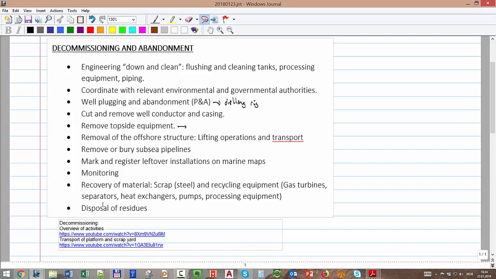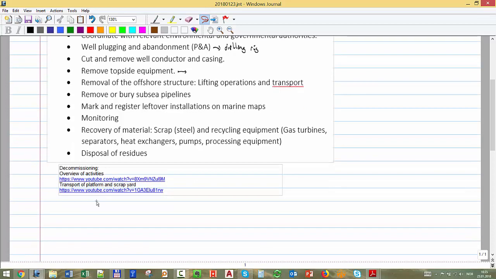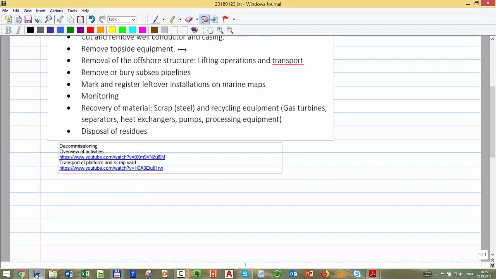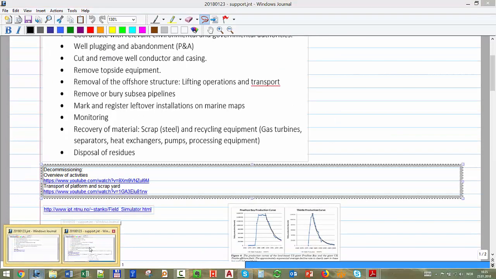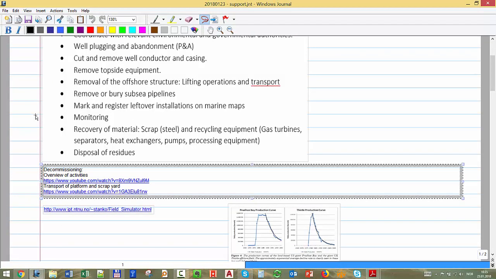It is said that it's going to take a huge amount of time to just plug and abandon these wells. So we also need engineers to focus on that. So these are the two links. Any question on that?